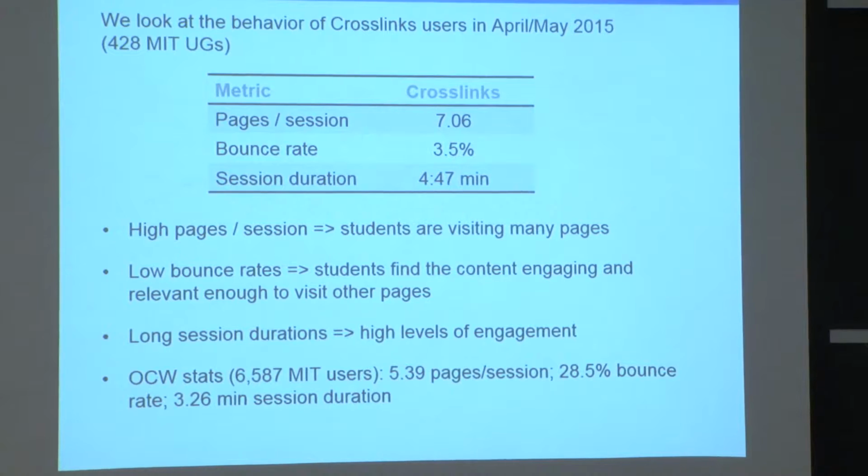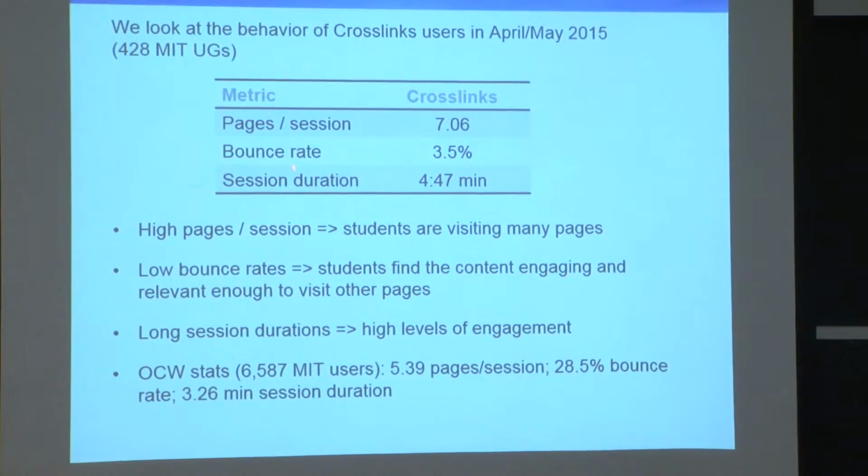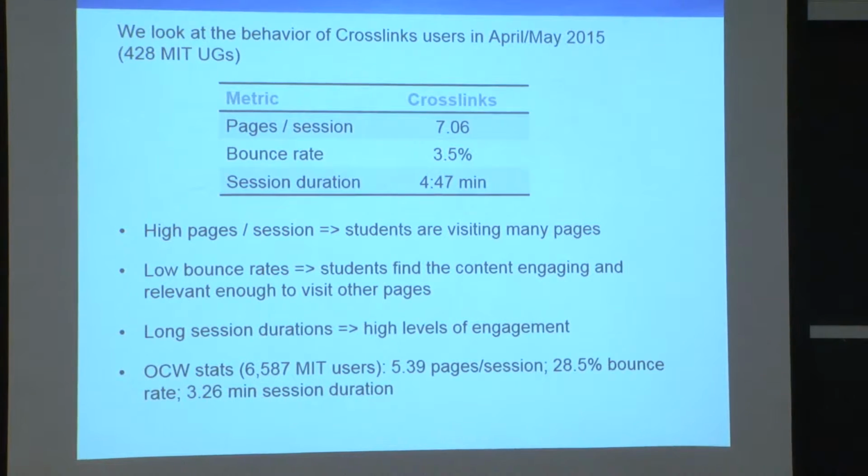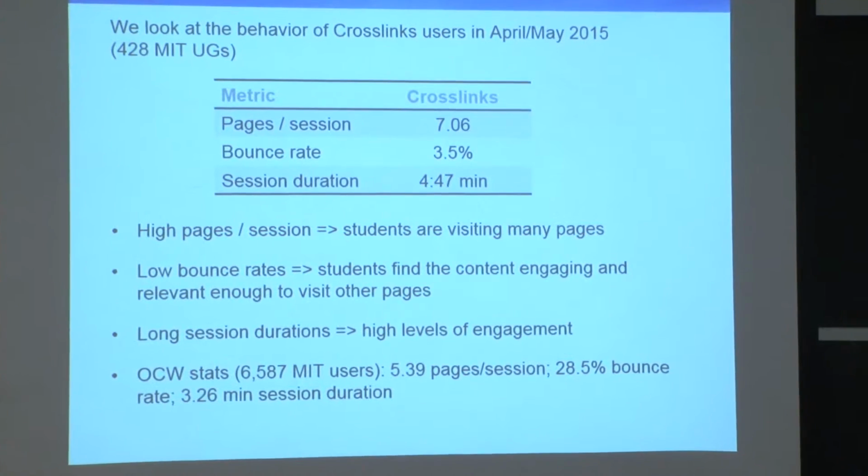What are students doing when they come to Crosslinks? So 7 pages per session on average, a bounce rate of 3.5%, and an average session duration of almost 5 minutes. So students seem to be visiting many pages. They're getting there and they're jumping around. Low bounce rates: the students find the content engaging and relevant, useful to visit other pages. This is a reasonably long session duration, which suggests that they're spending some time looking at the Learn resources that are there. This only counts Crosslinks pages, so we're not taking credit for going then to OCW and getting to the PDF. I think this is a good number given that Crosslinks is not content, it's a redirection, it's a map.